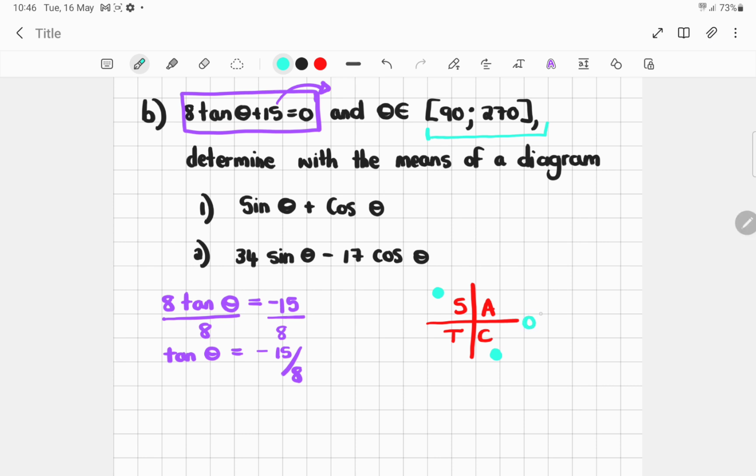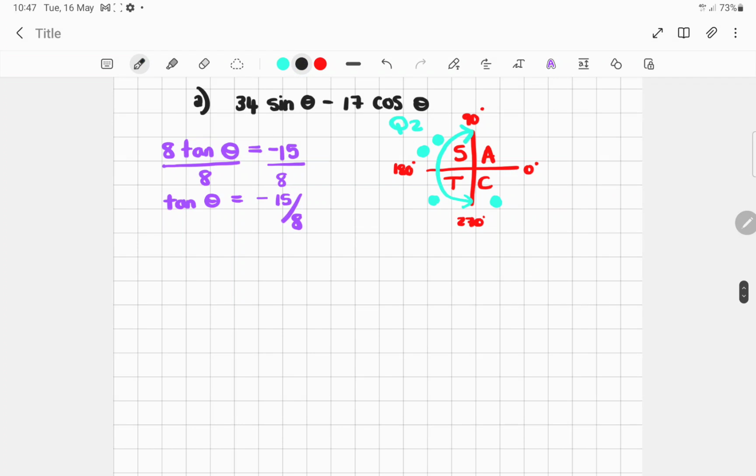So if you've got your degree signs here, you would have 0 degrees, 90 degrees, 180 degrees, 270 degrees, and then a whole one would be 360 degrees. They say it ranges between 90 and 270, which means it would be either in this quadrant or this quadrant. So where's the overlap happening? You guessed it, quadrant 2. So we have to draw our triangle in quadrant 2.